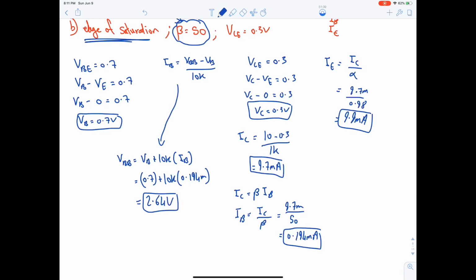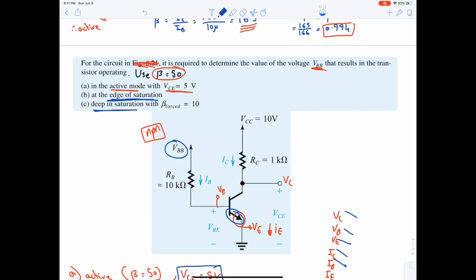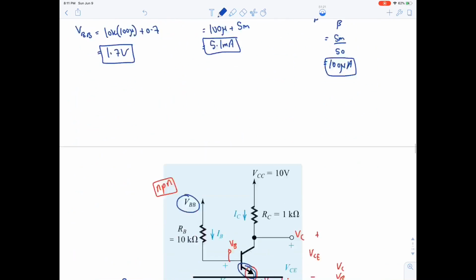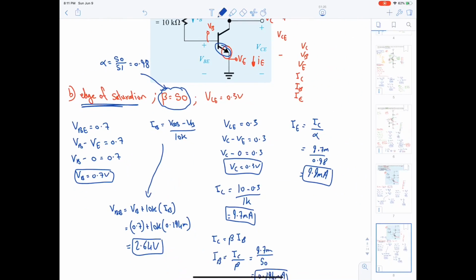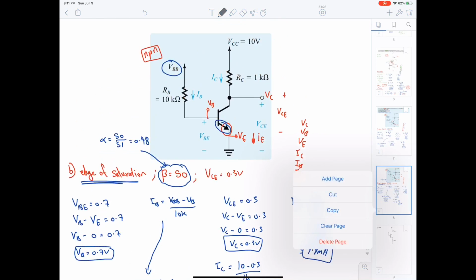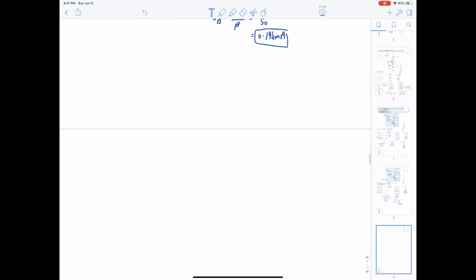Let's now find the last part. Deep in saturation. Deep in saturation means saturation. And note that we were given beta first. We cannot use beta, so we were given beta first. Okay. Add page. I will copy this again. Okay.